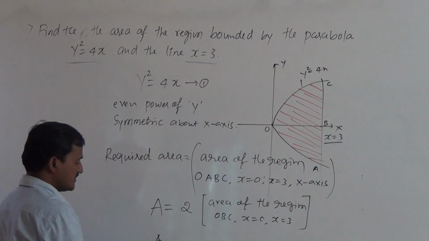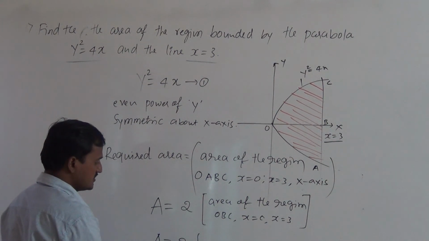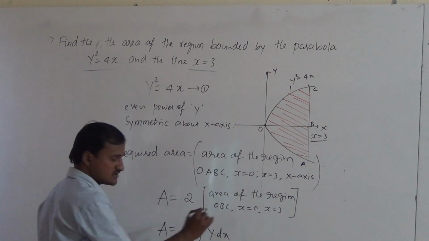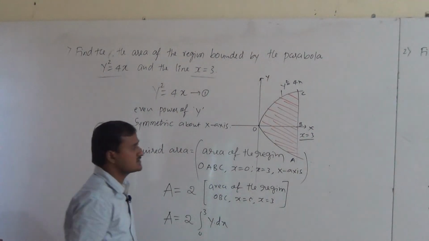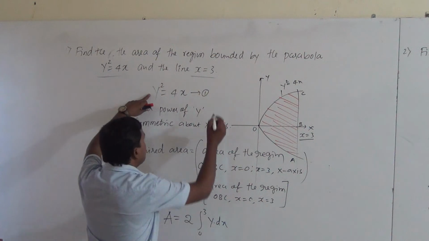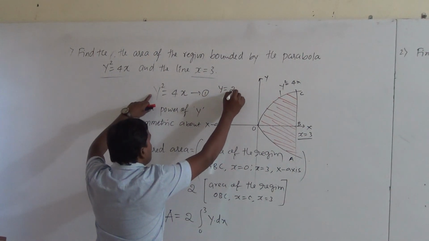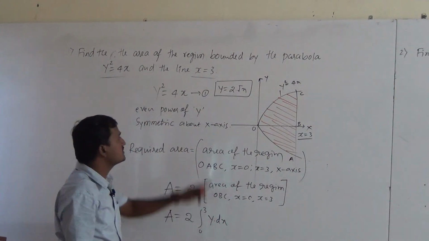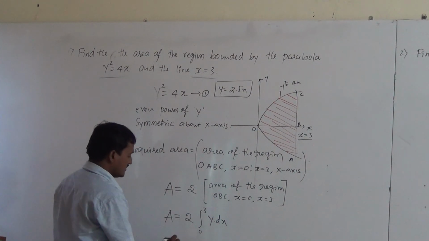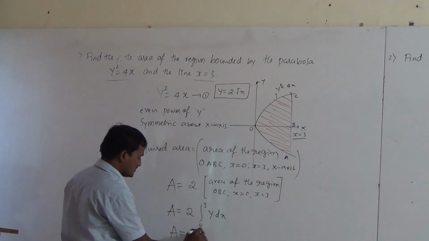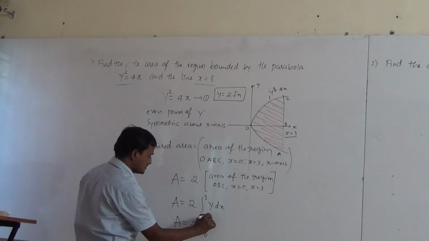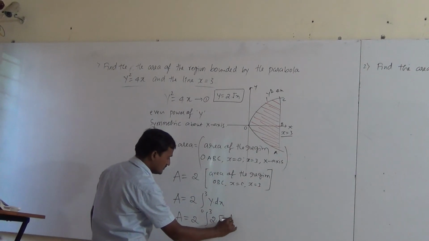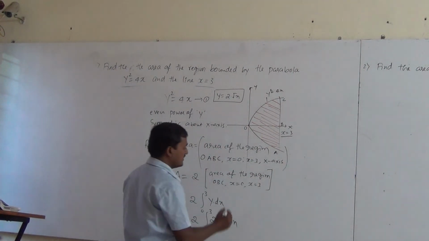So therefore A is equal to 2 times integral 0 to 3, so clearly it is y into dx because it lies on the x axis. Means what is the value of y here? So clearly y is equal to 2 into root x. So therefore I will substitute: A is equal to 2 times the integration of 0 to 3, 2 into root x into dx, right? Now simplify this one.